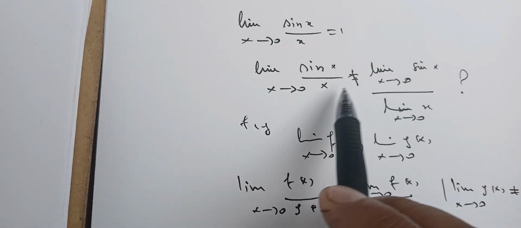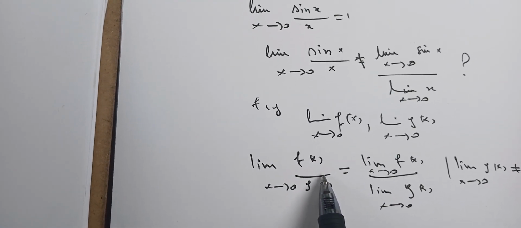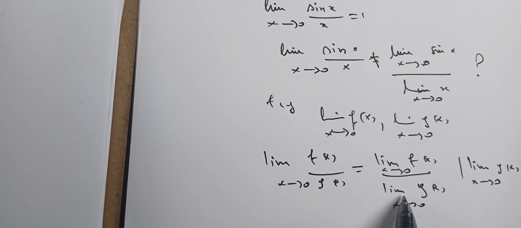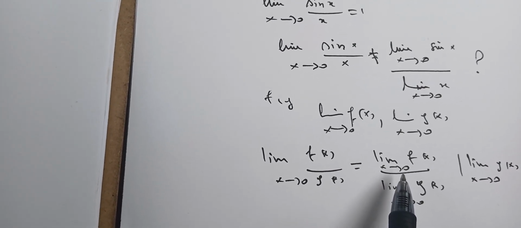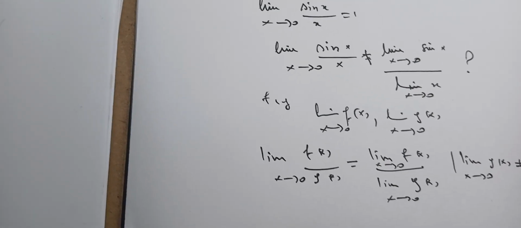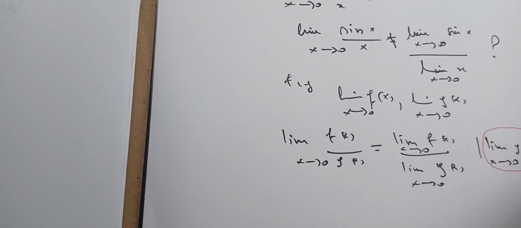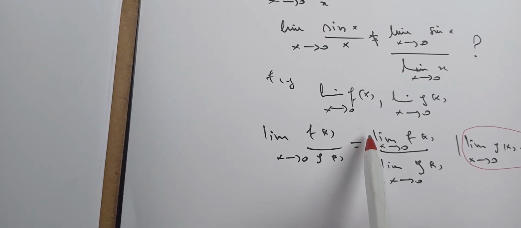Here it's not satisfied. When we want to apply this rule, we have the limit of f of x as x goes to 0, which is 0, over the limit of g of x, which is x, and it's 0. So we have 0 over 0. Therefore, we can't apply that rule. The main reason is this condition, which is preventing us from applying this rule here.